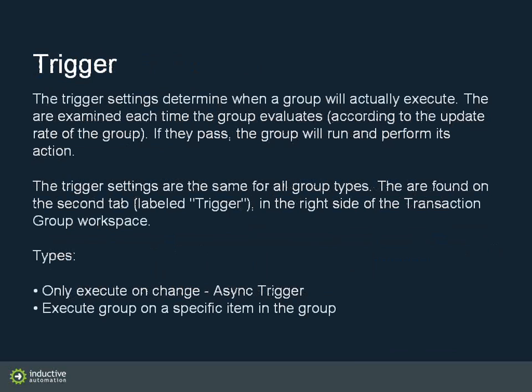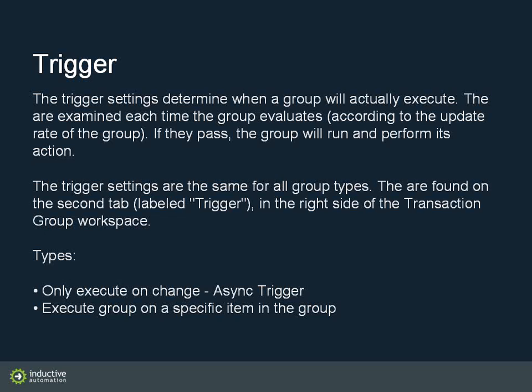All right, so I talked a lot about triggers. So what is a trigger? Well, the trigger settings determine when a group is actually going to execute. So the group is going to run at some rate, say every 3 seconds, and it's going to check a triggering condition. So they're examined each time that group evaluates. According to the update rate of the group, if they pass, the group will then run and perform the action. Otherwise, it will just stop right then and there. The trigger settings are the same for all group types. They're found on the second tab labeled trigger, and we'll see that in the designer in a few.